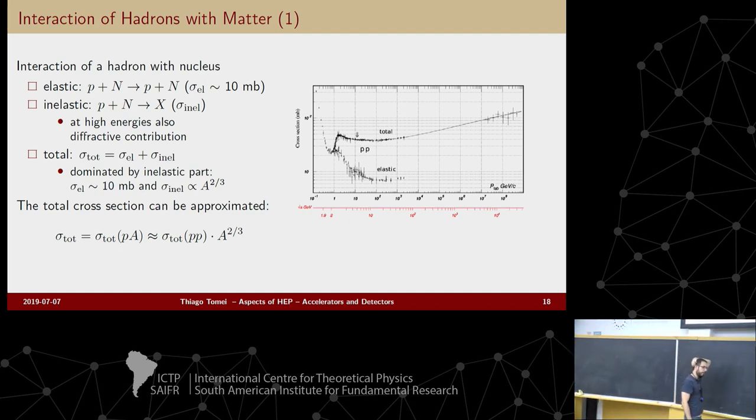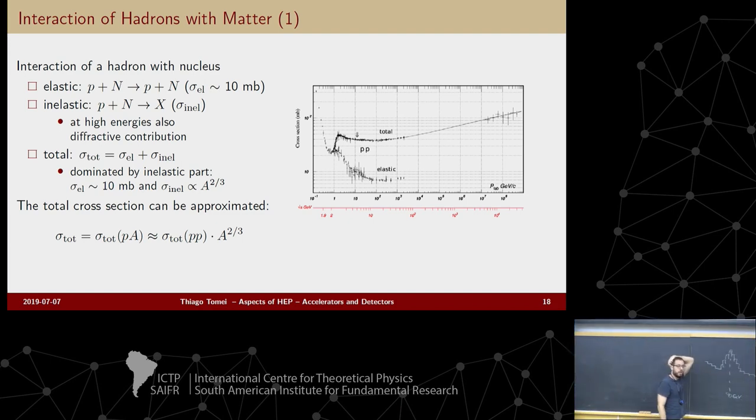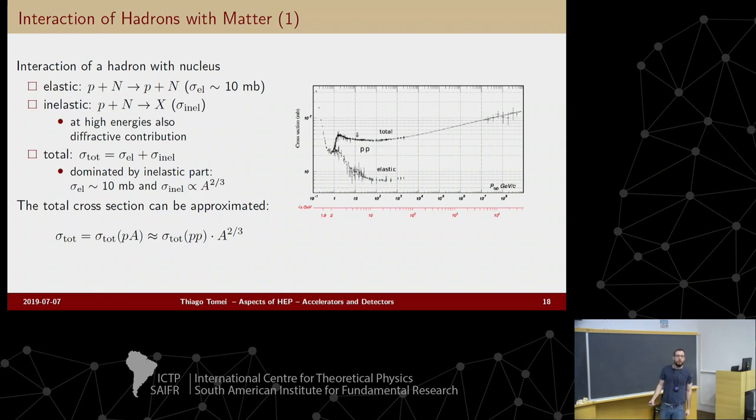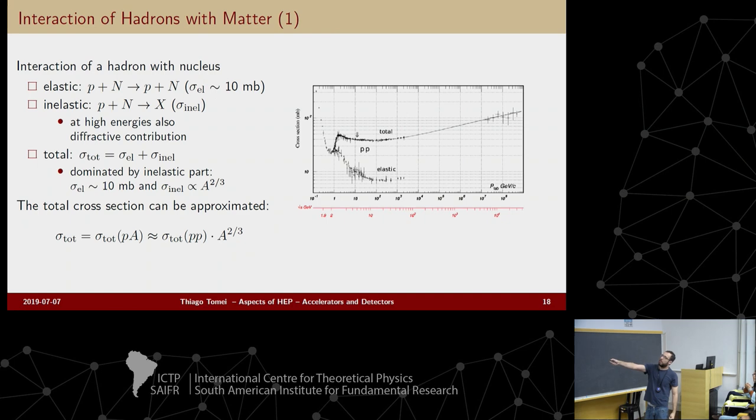The difference is that it's not QED, so we don't have the analytical expressions for almost anything. But you can simulate. You can make approximations. So the story is more or less the same. If a hadron interacts with a nucleus, either it's an elastic interaction, and then the cross-section is something like 10 millibarn. It's actually a bit less here, 8, 7, who cares? Or an inelastic interaction where the nucleus breaks up. At high energy, there's also something called a diffractive contribution, but it's not really interesting for us at this moment.